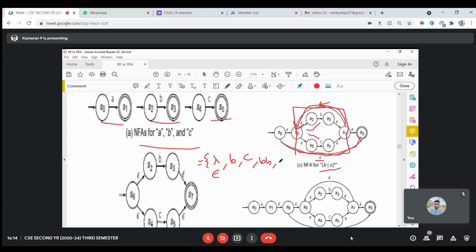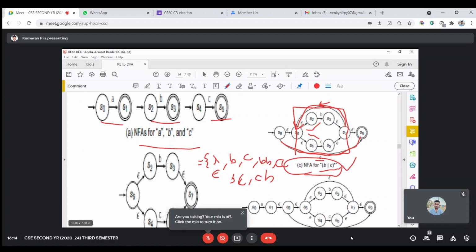Epsilon, B, B. Okay, two times B. Two times C. One time C, self loop, another time C. B followed by C. Super. For B, this loop. For C, this direction. CB: for C, this direction, B, this direction. Then yes, you are right. So this is the diagram for (B or C) whole star.